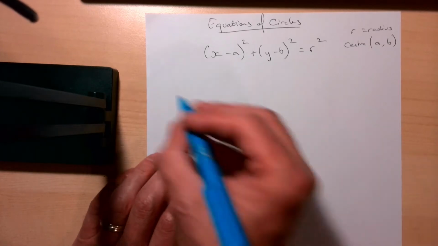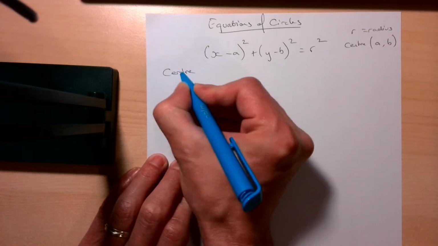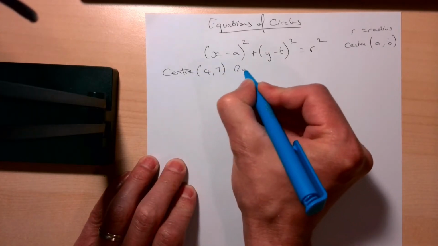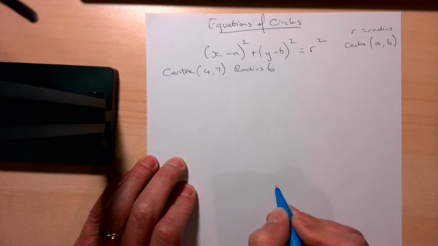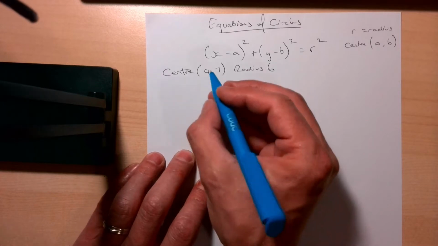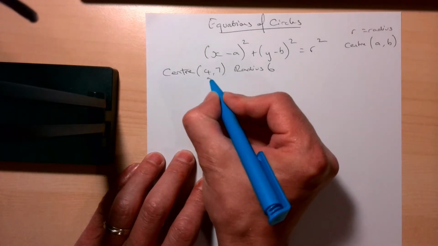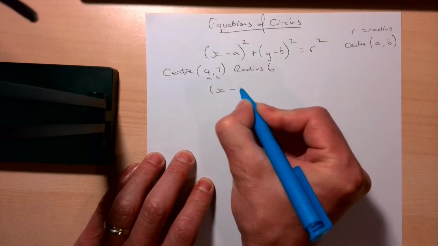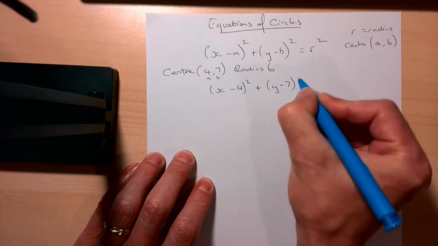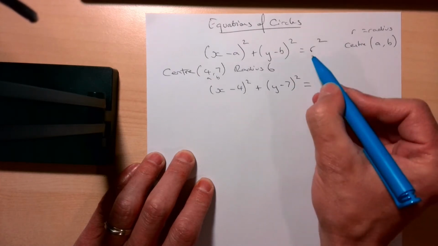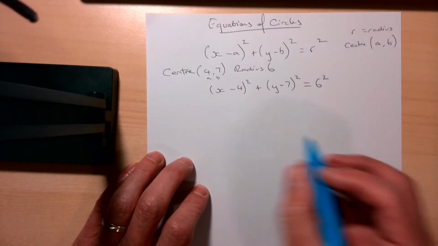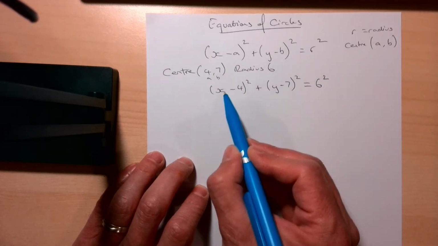So if we get a question where they give us the center is at 4, 7 and it has a radius of 6, then we can put that into our general formula for the equation of a circle. So there's your a and b. So we'll have x minus 4 all squared plus y minus 7 all squared equals, and the radius is 6, so 6 squared.